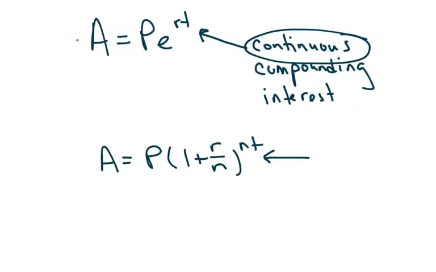So I like to call this the PERT equation because it looks like it spells out the word PERT. P is still your principal. It's the amount of money you put in the account. R is still your rate, and T is still your time. Remember that with compounding interest, we're gaining money. So r is going to be positive.